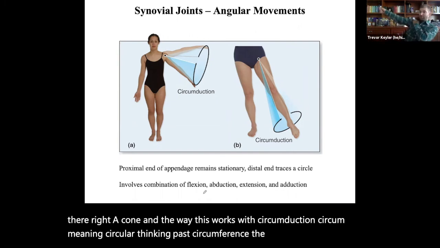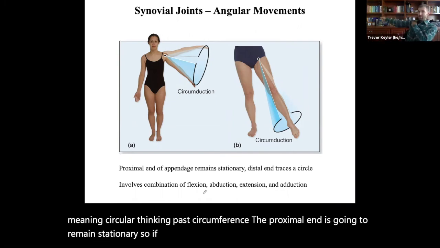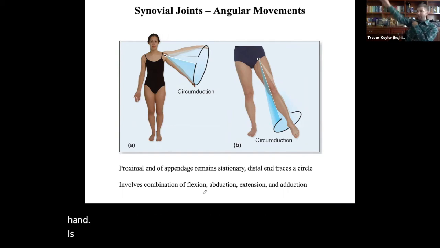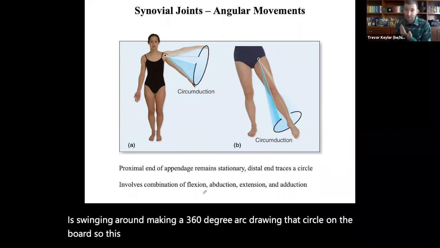And the way this works with circumduction, circum meaning circular, think of circumference, the proximal end is going to remain stationary. So if you're drawing a circle, you can notice this end isn't moving very much, right? It's the tip of that cone. Whereas the distal end, my hand, is swinging around, making a 360-degree arc, drawing that circle on the board. So this is circumduction.